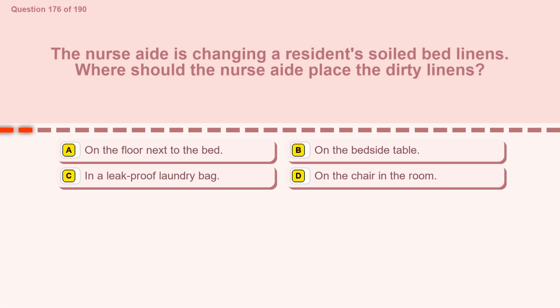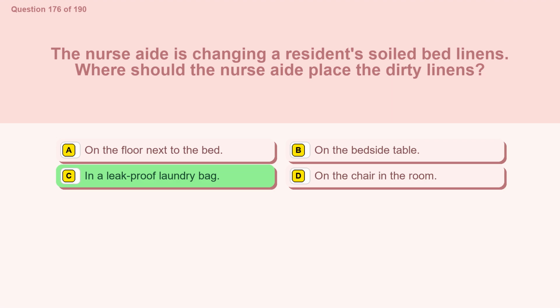Question 176. The nurse aide is changing a resident's soiled bed linens. Where should the nurse aide place the dirty linens? Option A. On the floor next to the bed. Option B. On the bedside table. Option C. In a leak-proof laundry bag. Option D. On the chair in the room.